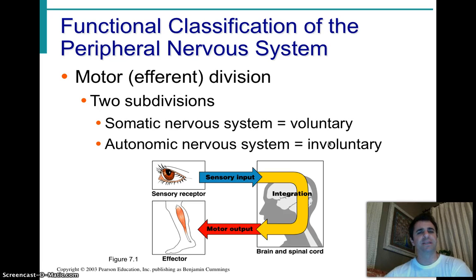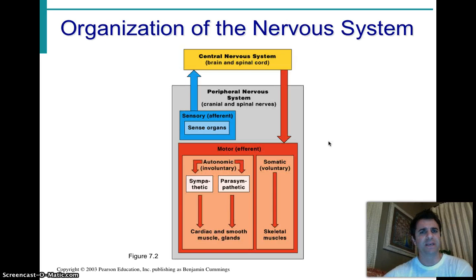Now the motor division can be broken down into two subcategories. The somatic nervous system, which is voluntary, and these are your skeletal muscles that you choose to flex. And then the autonomic nervous system, which is involuntary. Of course, you don't get to choose what you do to that. The autonomic nervous system can be further broken down, and we'll get into more of that later, but here you see it is further subdivided into the sympathetic and the parasympathetic nervous systems.